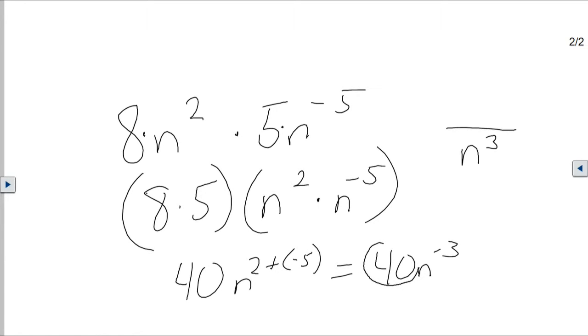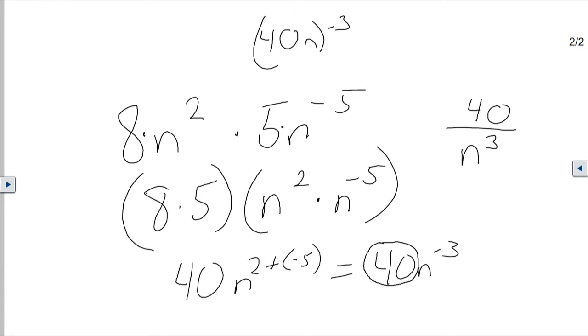Now, here's sometimes a little bit tricky part, right? The negative third is not on the 40. It's only on the n. The 40 doesn't move. Okay. It's not this whole thing to the negative third. It's just the n. The 40 is not there. So the 40 remains in the numerator.